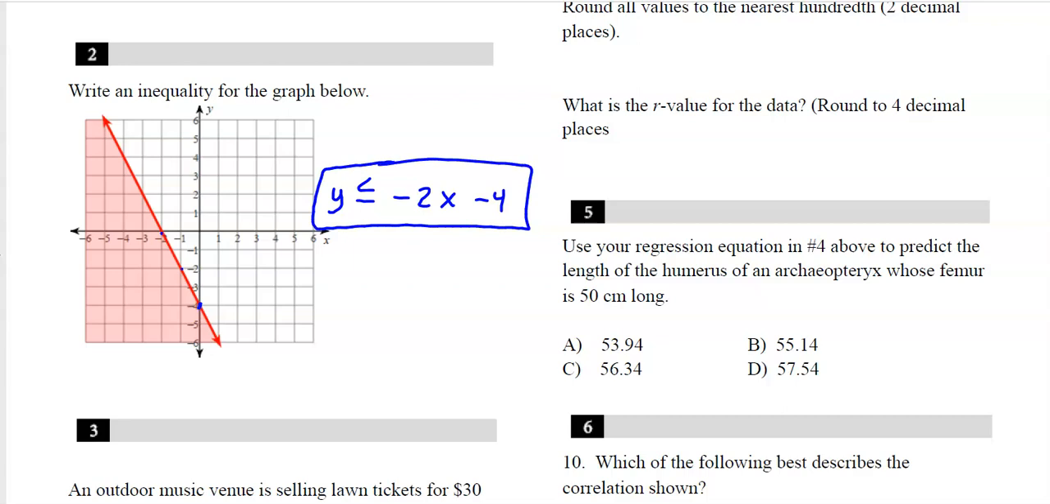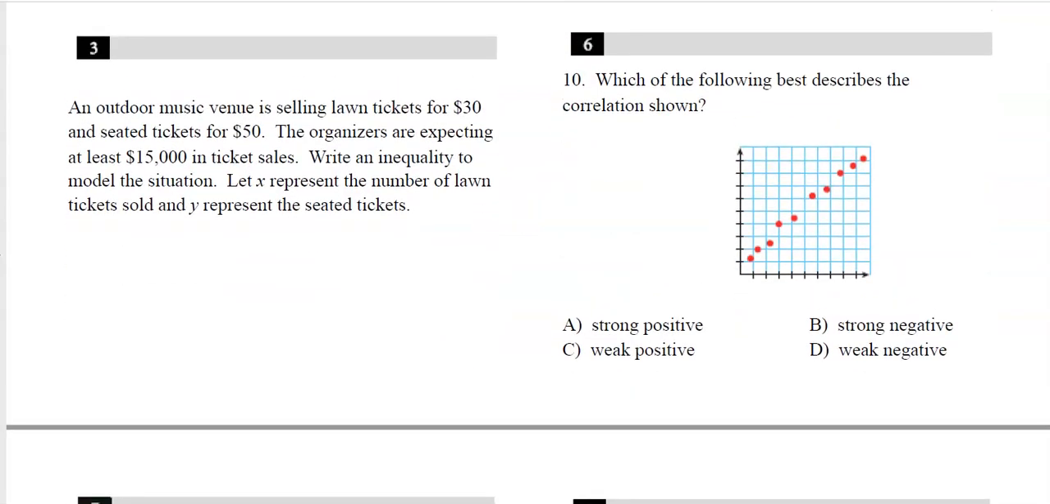And you could put 0, 0 in and test it. It would fail. You would get 0 is less than or equal to negative 4, which, again, is false. So don't shade the 0, 0 side, shade the other side. All right, number 3.